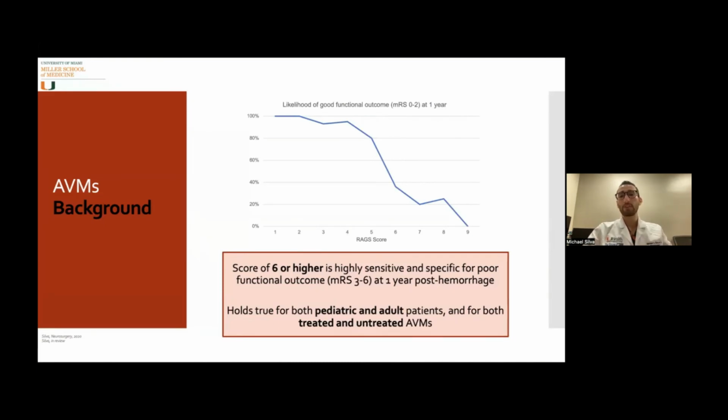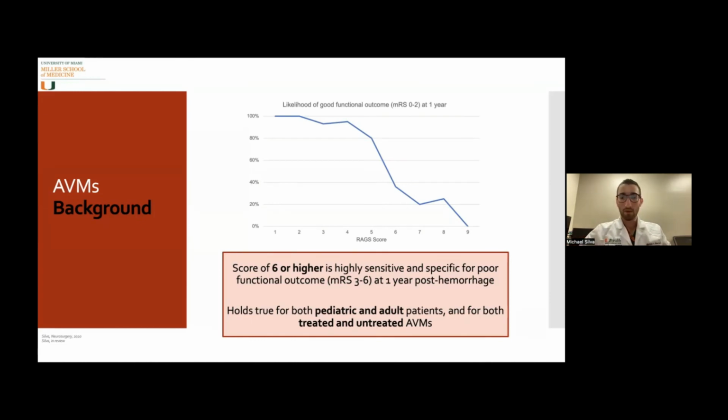And really 6 seems to be the cutoff. If you're 5 or less, pretty good chance that you're going to end up at a modified Rankin score of 2 or less, so really functionally independent, whereas 6 or higher, much less likely to have a good recovery. And we found that it holds true for both pediatric and adult patients and treated and untreated AVM. So again, an all-comers approach to think about clinical presentation and AVM characteristics for predicting functional outcome.